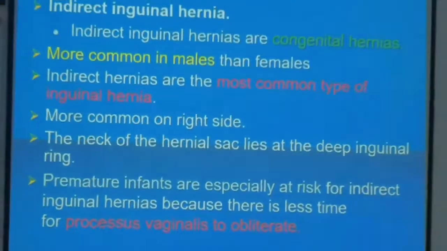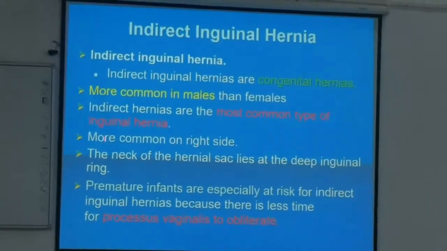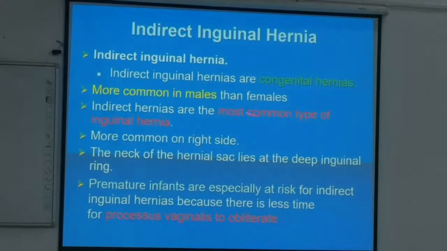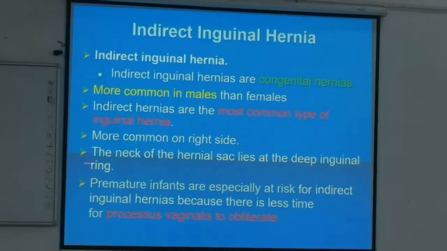Indirect inguinal hernias are mainly congenital hernias, which means they are present from birth. They are more common in males than in females. Indirect hernias are the most common type of inguinal hernia and are more common on the right side. The neck of the hernial sac lies at the deep inguinal ring.